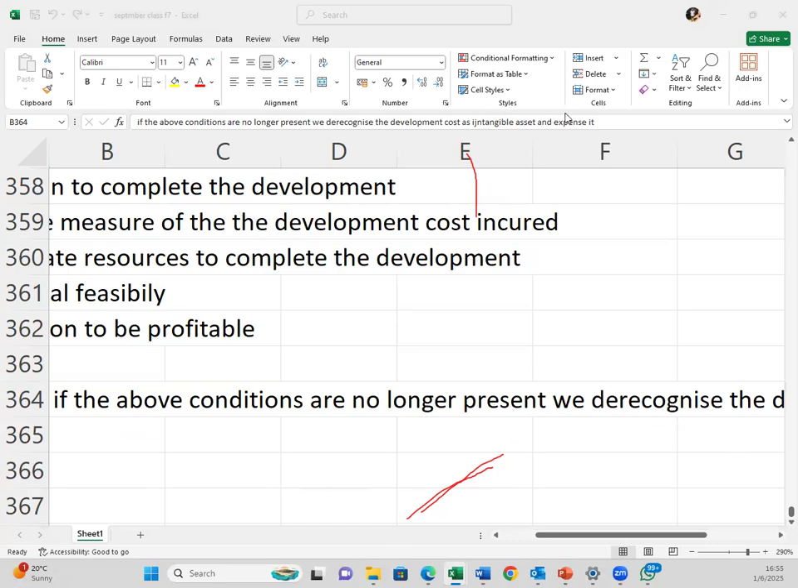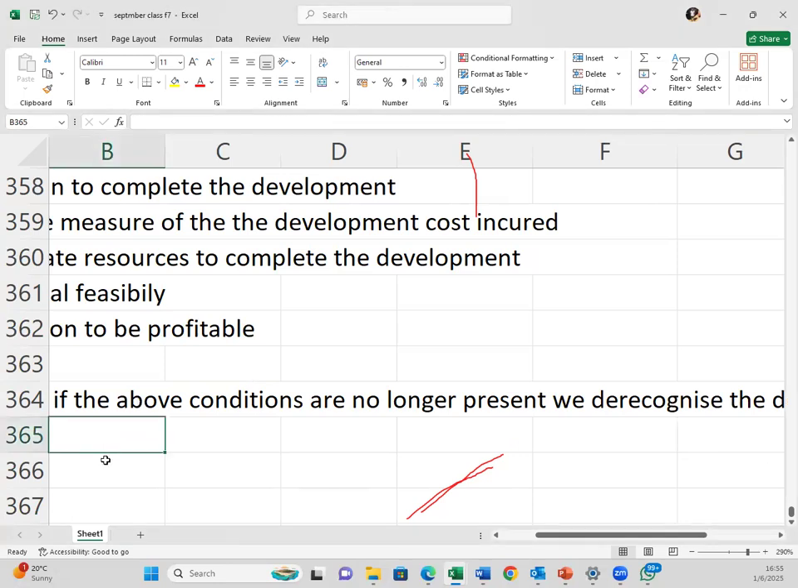Okay, so this is not a new standard for you. So I'll just introduce a new standard, then we will proceed with this standard in the next session. So IFRS 5, non-current assets held for sale and discontinued operations.